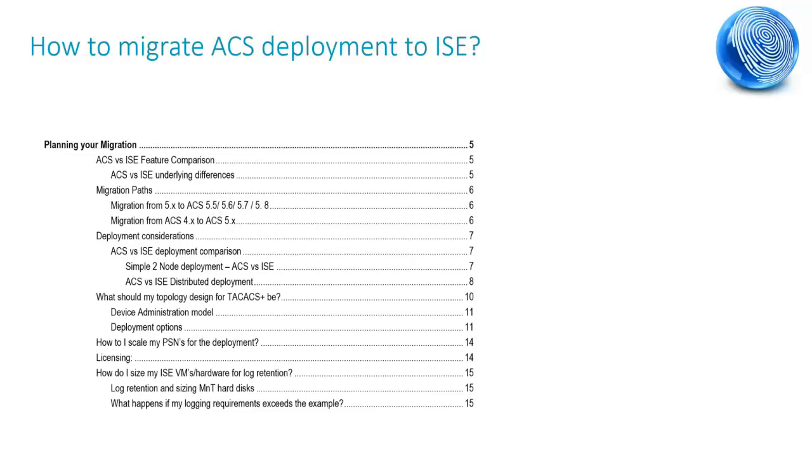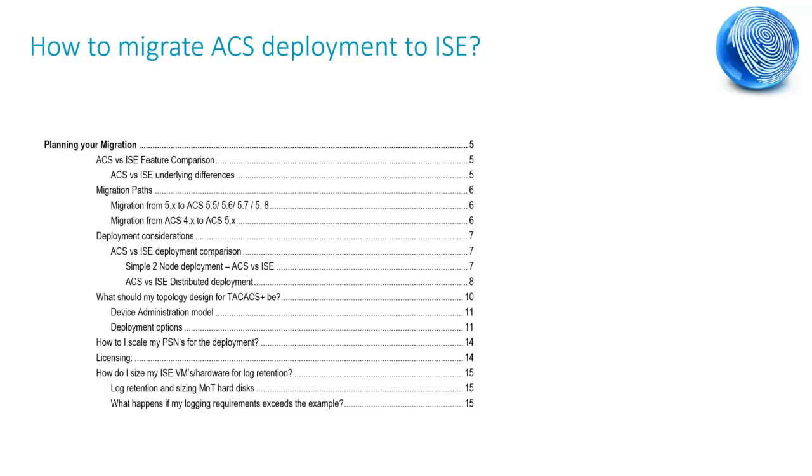Once you have learned how to deploy your ISE and how to move your ACS to ISE deployment based on your environment and the device admin model, then we will see how to scale your PSNs and the things that you need to know to scale your PSNs. Say if you have a certain environment, we need to know what hardware you need to use and how many PSNs you need for RADIUS and TACACS. All this information would be provided.